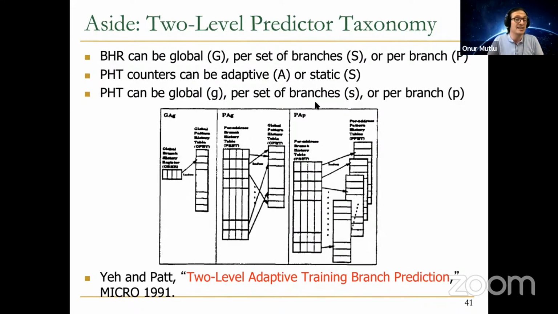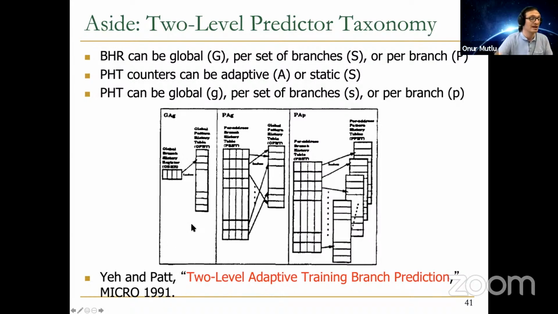So maybe it makes sense to actually have multiple different tables. Maybe you do it per branch. Per branch is expensive, as I said. Maybe you do it per set of branches indexed by a portion of the program counter. So that sort of predictor makes more sense, actually. In real life, you see those sorts of predictors as well. In fact, the Intel Pentium Pro predictor had a 4-bit global history register and not a single global pattern history table. It had 4 pattern history tables, and you would select the pattern history table based on the value of the program counter.